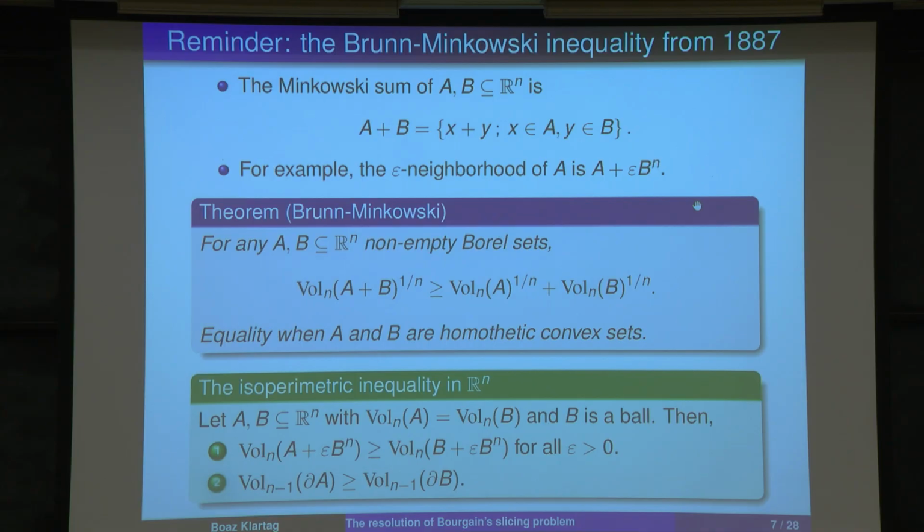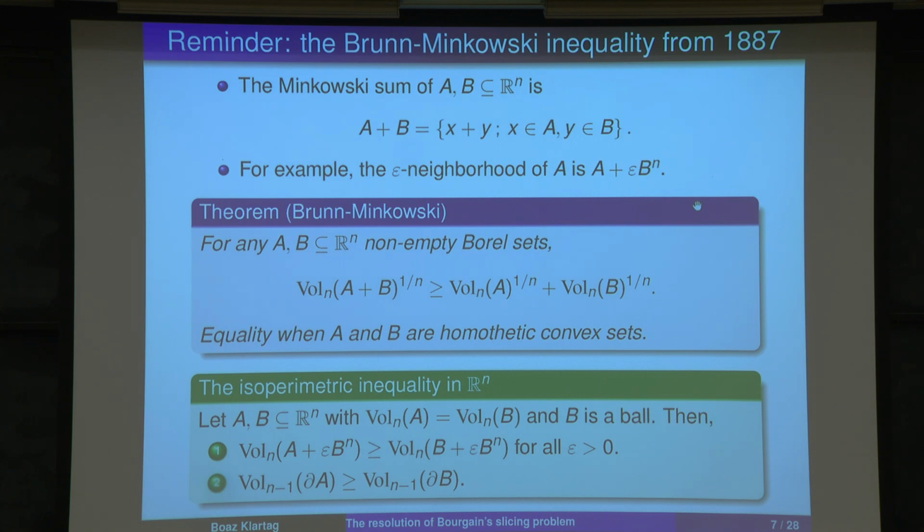And the Brunn-Minkowski inequality just tells you that if you have any two non-empty Borel sets, then their sum is also measurable, and the volume of A plus B to the power 1 over n is at least the volume of A to the power 1 over n plus the volume of B to the power 1 over n, and there is equality when A and B are convex sets that are homothetic.